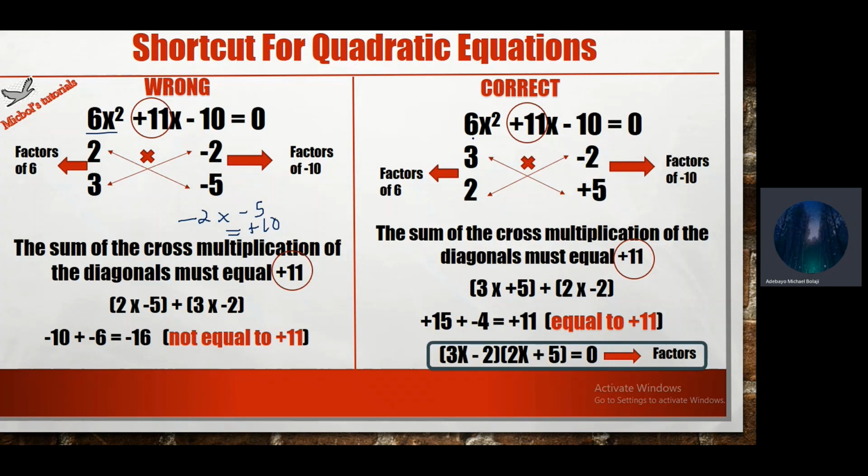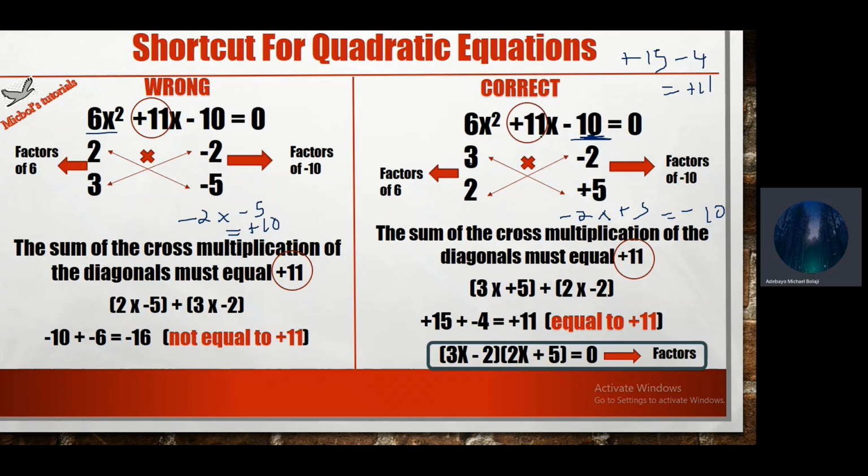Let's look at the correct one. I'm picking factors of 6, which are 3 and 2. Then I'm picking factors of 10. Here I picked minus 2 times plus 5. Minus times plus will give minus, and 2 times 5 is 10, so this gives minus 10. Having done that, we move on to check the sum of the cross multiplication of the diagonals. 3 times plus 5 will give us plus 15. Then 2 times minus 2 will give us minus 4. Plus 15 minus 4 will give us plus 11. As we can see, plus 11 is the coefficient of x here.